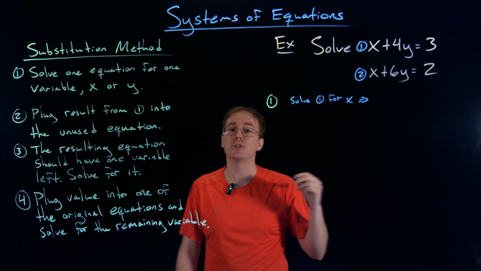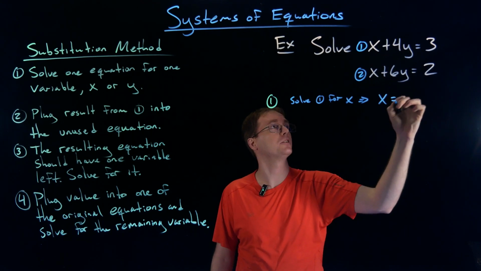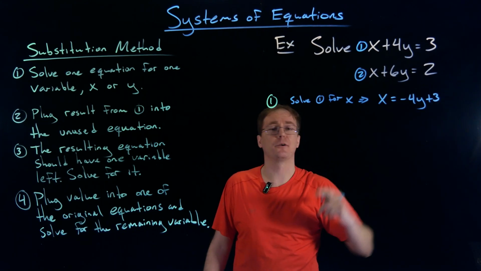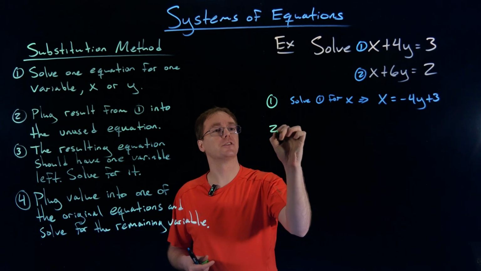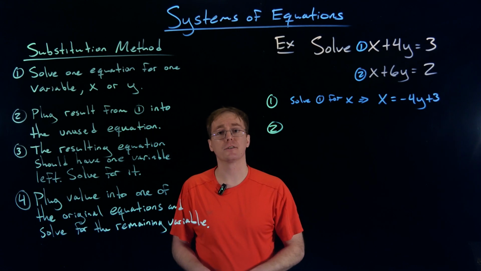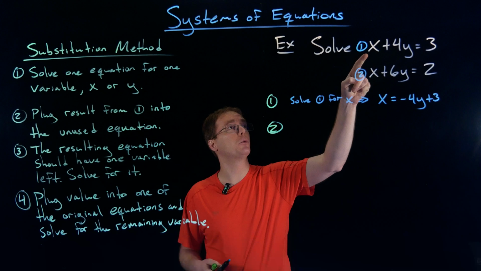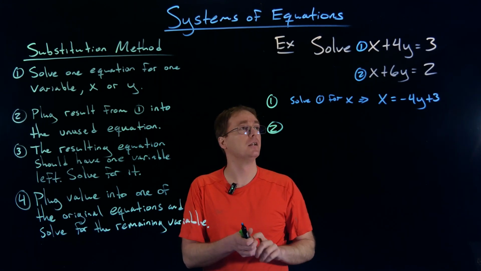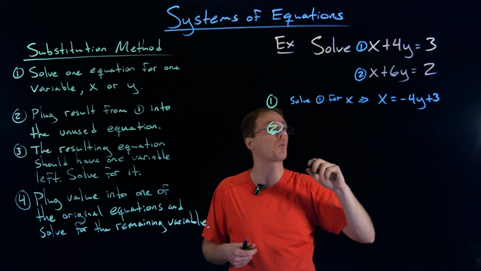And we can do that in one step just by subtracting 4y from each side. And that tells us that equation 1 equivalently says x is equal to negative 4y plus 3, or we could write it as 3 minus 4y. That doesn't really matter. Okay, so we have successfully solved one of our equations for one of our variables. Now we're ready to move on to step 2, which is the substitution step in our substitution method. We use the first equation to solve for x, and so that means we're going to use the second equation in our substitution. So now we need to replace the x in our second equation with negative 4y plus 3.